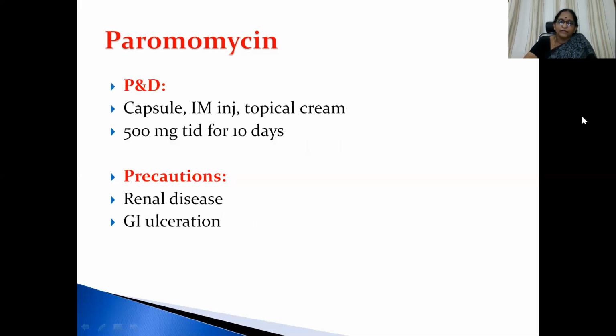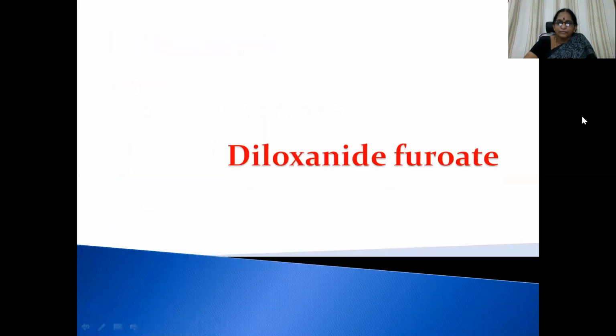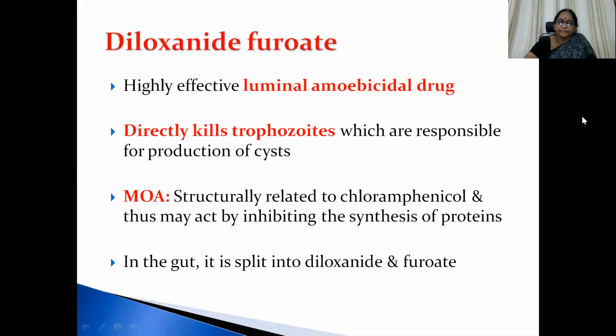Then it is available in the form of capsules, IM injections, and topical creams. 500 mg TID for 10 days. Precautions are GI ulceration and renal disease. Then comes another molecule, diloxanide furoate.